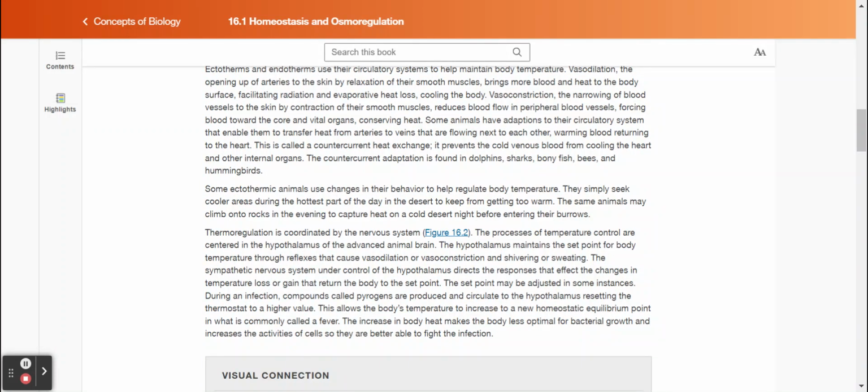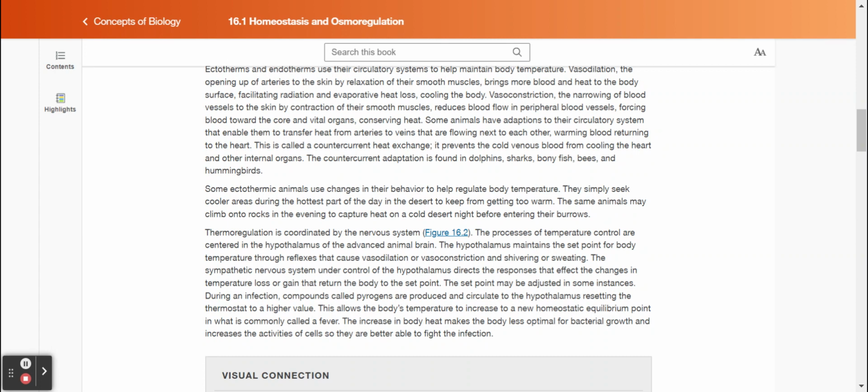Ectotherms and endotherms use their circulatory systems to help maintain body temperature. Vasodilation, the opening up of arteries to the skin by relaxation of their smooth muscles, brings more blood and heat to the body surface, facilitating radiation and evaporative heat loss, cooling the body. Vasoconstriction, the narrowing of blood vessels to the skin by contraction of their smooth muscle, reduces blood flow in peripheral blood vessels, forcing blood toward the core and vital organs, conserving heat.